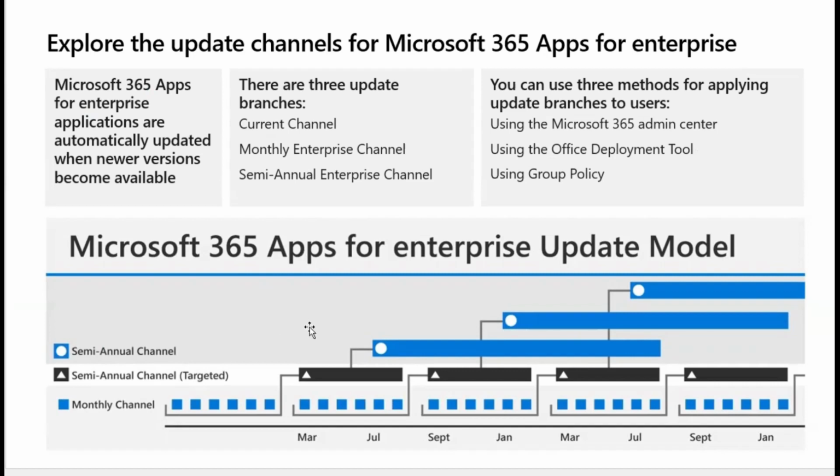With group policy, you can get the updates individually, like I showed you how to get the individual updates, but other than that, current channel, monthly enterprise, or semi-annual enterprise channel, in this way you can get the updates. Group policy is one of the most common methods. Using the Microsoft 365 Admin Center, you can also apply update branches to users.